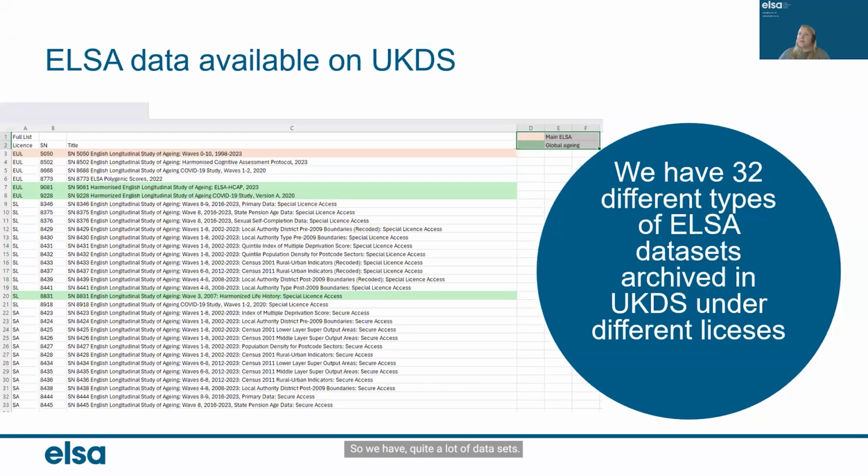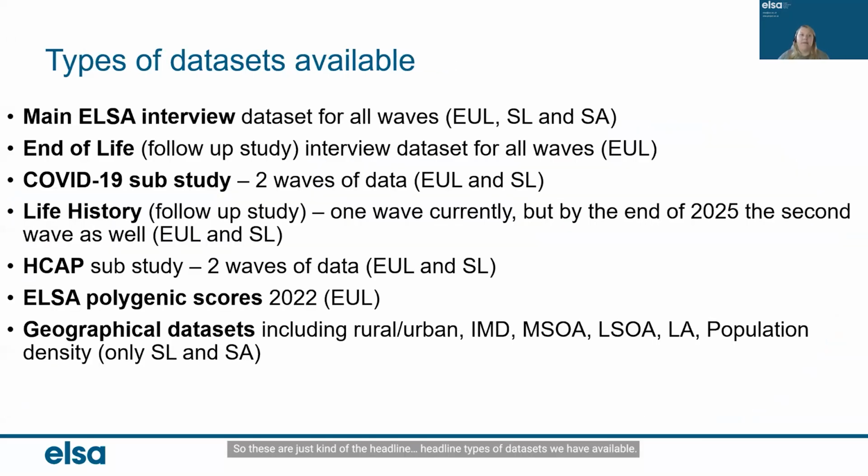So we have quite a lot of data sets. We have 32 different types of ELSA data sets archived in UKDS. They're classified under something called SN in UKDS. And within each of these types of data sets, we have multiple waves, multiple versions of the data set as well. So these are just the headline types of data sets we have available. So you've heard about quite a few of these ELSA sub-studies today.